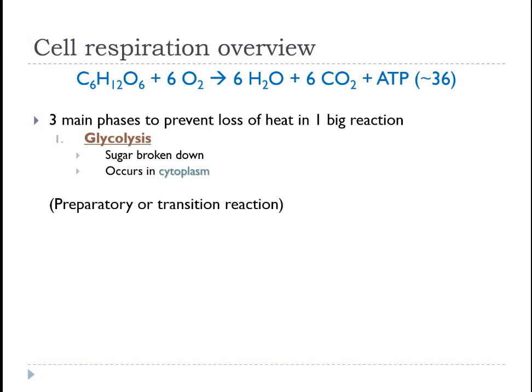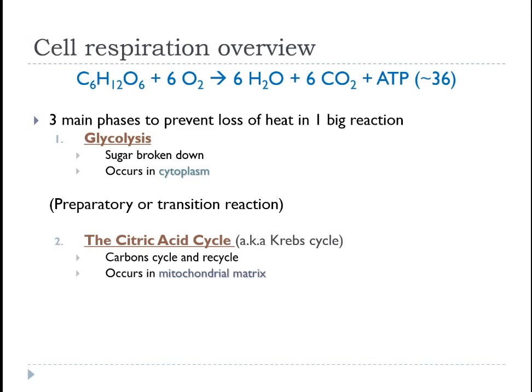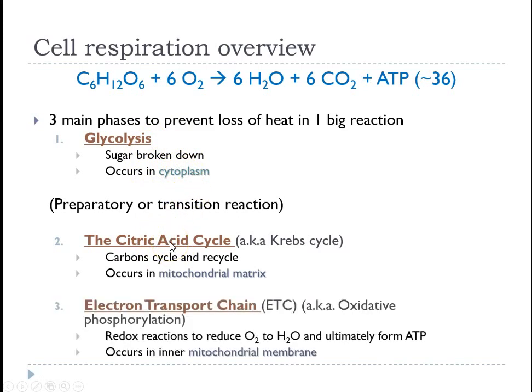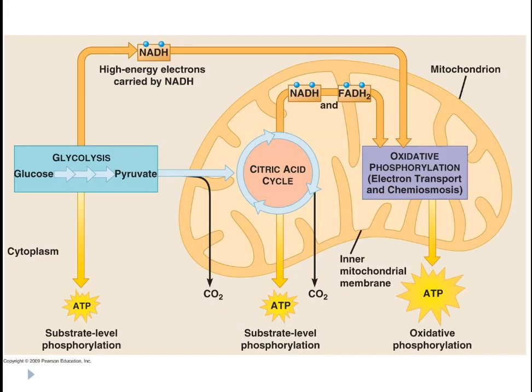We have this step that's called the preparatory step, where we prep the byproducts of glycolysis to get into the citric acid cycle, or Krebs cycle. And then finally, we have the electron transport chain, and that's where we make a ton of energy from. So for the next couple of videos, I'm going to handle each of these separately. But this will be the big picture that you'll understand.